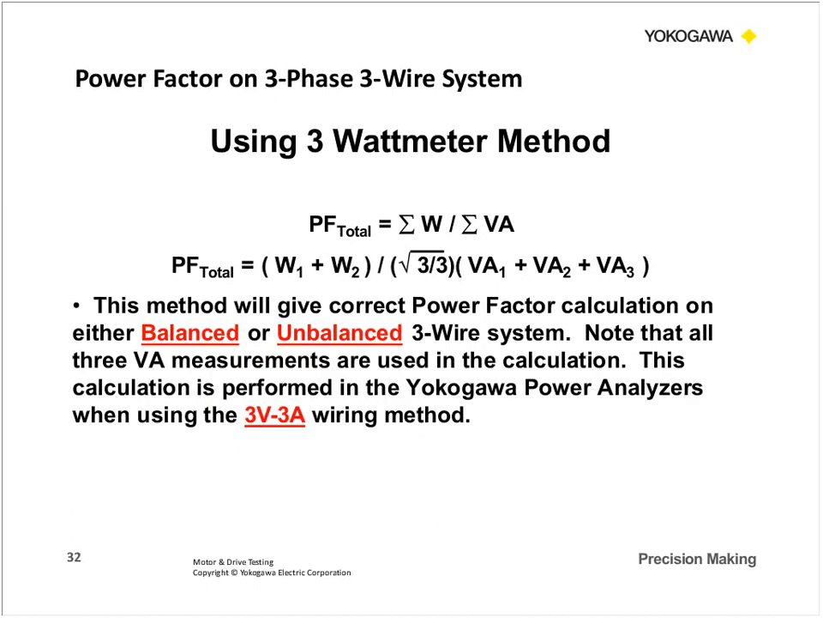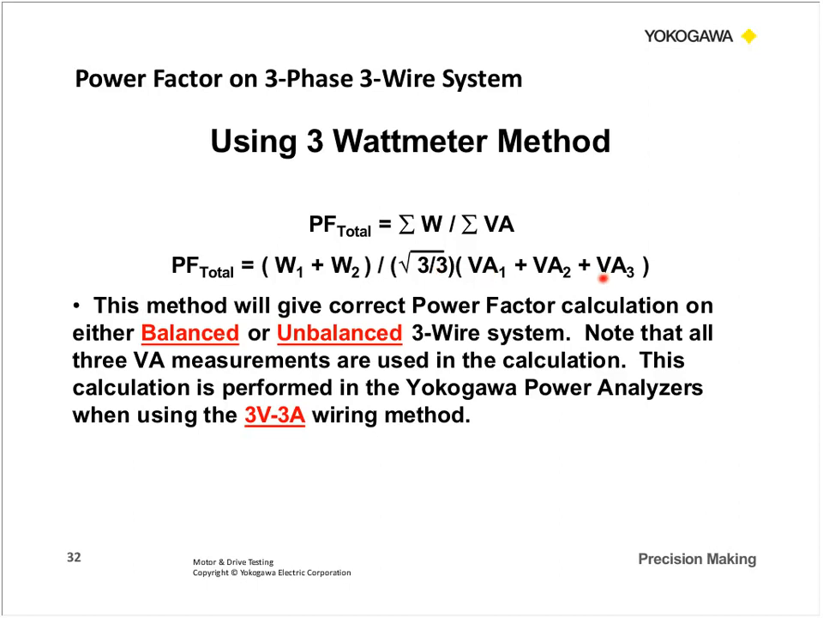So this is where we like to use what we call in our power meters a 3V3A, 3 voltage, 3 current wiring method. So power is still the 2-wattmeter method. It's a 3-wire system, so watt 1 plus watt 2 to get our total power. Now we take all 3 of the VAs. And so if we have an unbalance in current or something like that, we're going to measure them all, add them together. We're going to multiply by square root of 3 and then divide by 3 to get the average of all 3 of these.